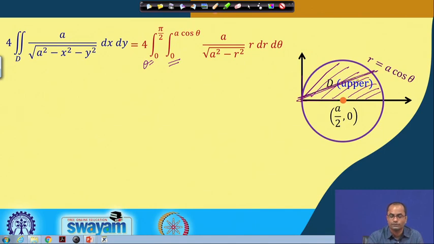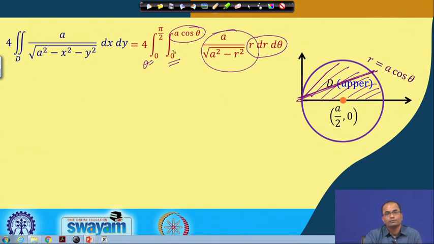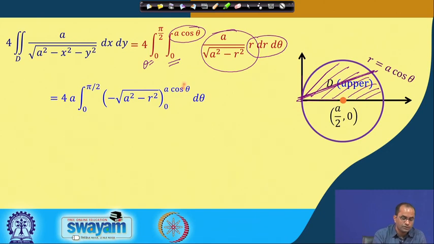So, r goes from 0 to the circle a cos theta, and we have a over the square root of a square minus r square, with r dr d theta. Again this is very simple to integrate, like we have done already in the previous example. Once we integrate this, we put the limit 0 and the upper limit a cos theta, which will give us minus a sin theta when we put the upper limit, a square minus a square cos theta, which gives a sin theta, and this minus minus is plus, and when r is set to 0 we will get a.